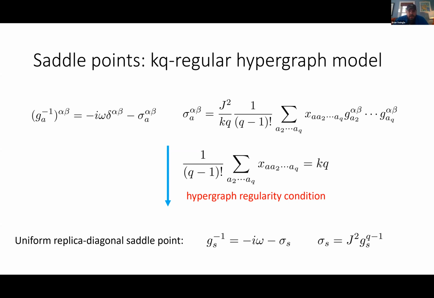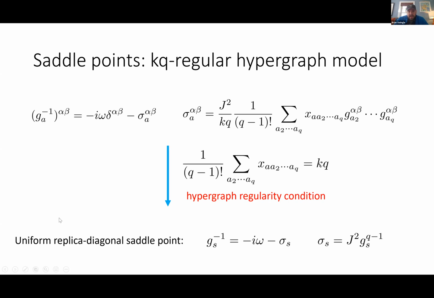Okay, so fine, those are some nice equations of motion. We can try to solve them. The simplest thing to look for would be a uniform solution, a solution in which every site is the same. It turns out, because of this hypergraph regularity condition, which I've written here, which just expresses the fact that the number of terms that each fermion participates in, the number of interaction terms, is KQ.